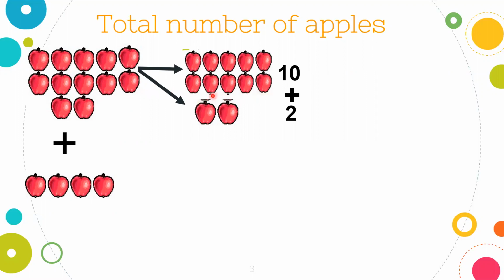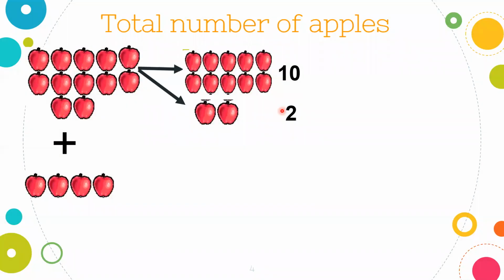We are separating it in the bunch of 10, in a group of 10. And the remaining which we will have is 2 apples. 10 plus 2, we will be splitting the 12 apples into 10 plus 2. After this, we will be taking the second set of apples which is given here, that is 4. We will be adding 4 to this set.